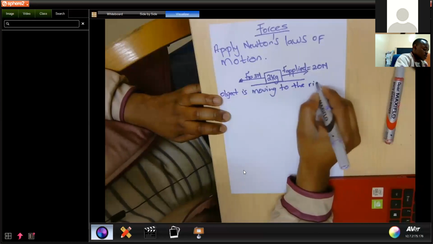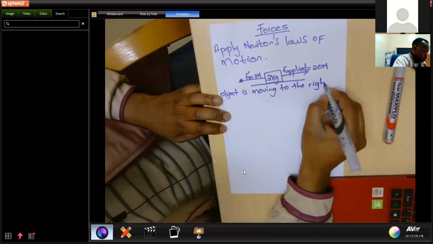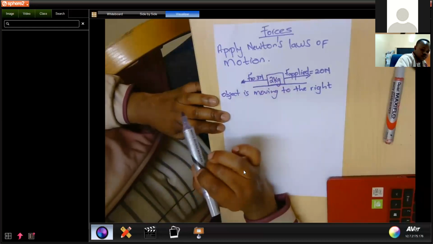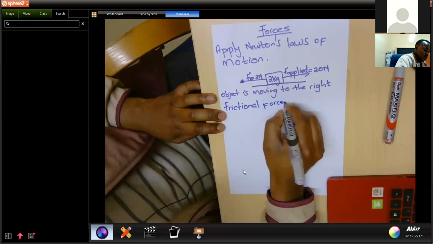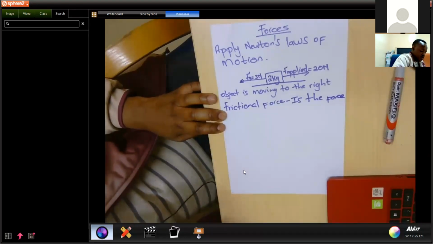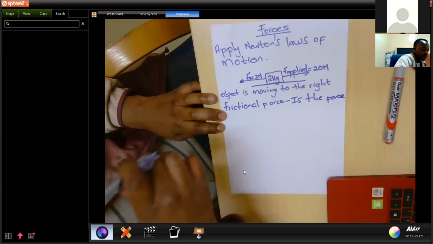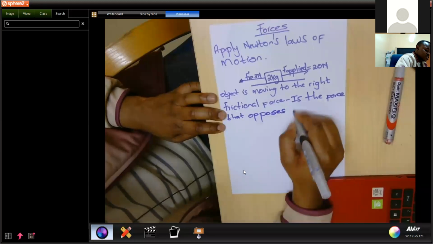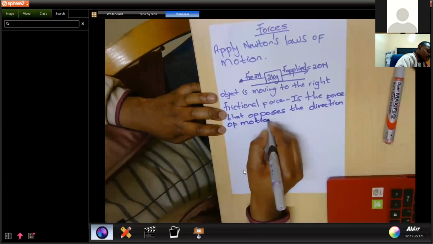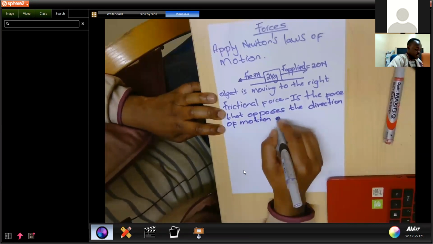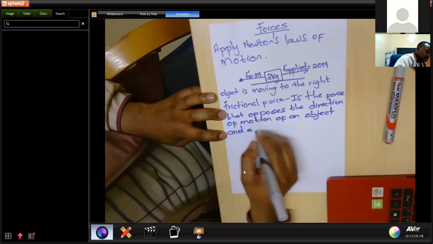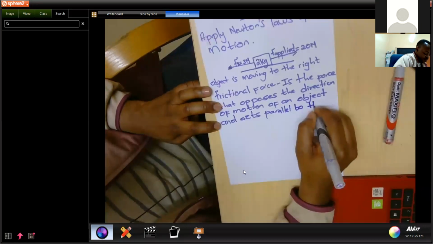Now, how do we know that the object is definitely moving to the right? Because the frictional force, by definition, is the force that opposes the direction of motion of an object. And furthermore, we say it acts parallel to the surface.